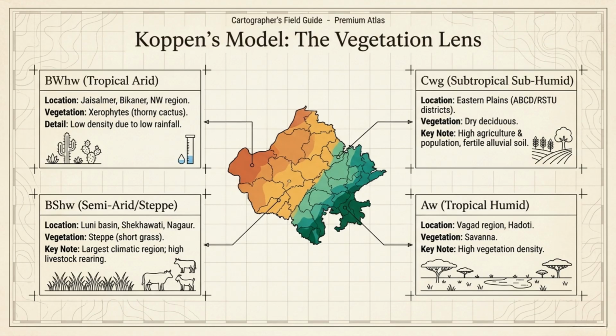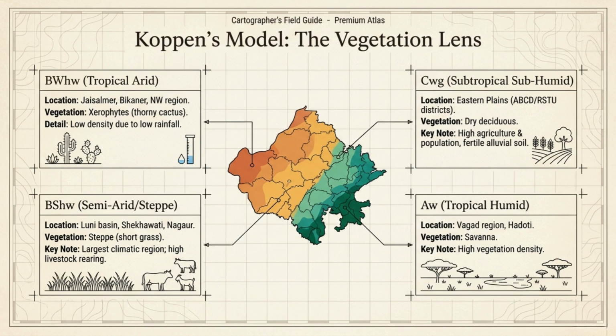Looking through Koppen's vegetation lens, we find 4 zones. BWHW represents the tropical arid northwest, featuring low-density thorny xerophytes. BSHW is the vast semi-arid steppe region, known for short grass and high livestock rearing.